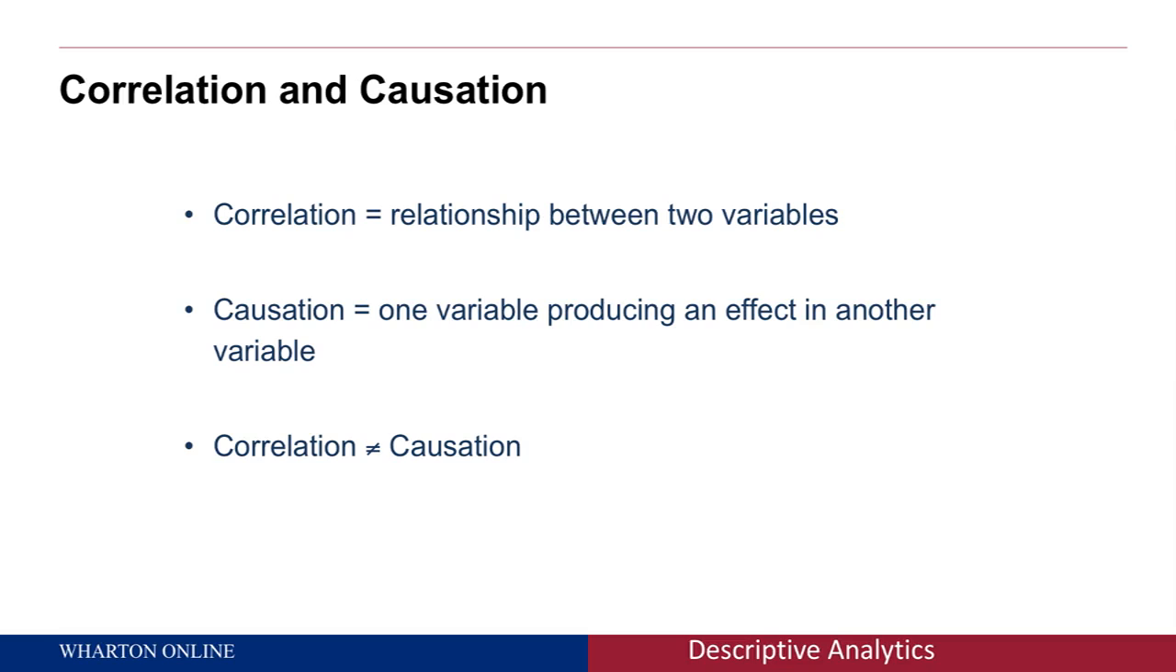Correlation is the relationship between two variables. So let's take price and sales. Are sales and prices correlated? Probably so. If prices go down, sales might drop as well. Causation is one variable producing an effect in the other. Correlation and causation are not the same thing.